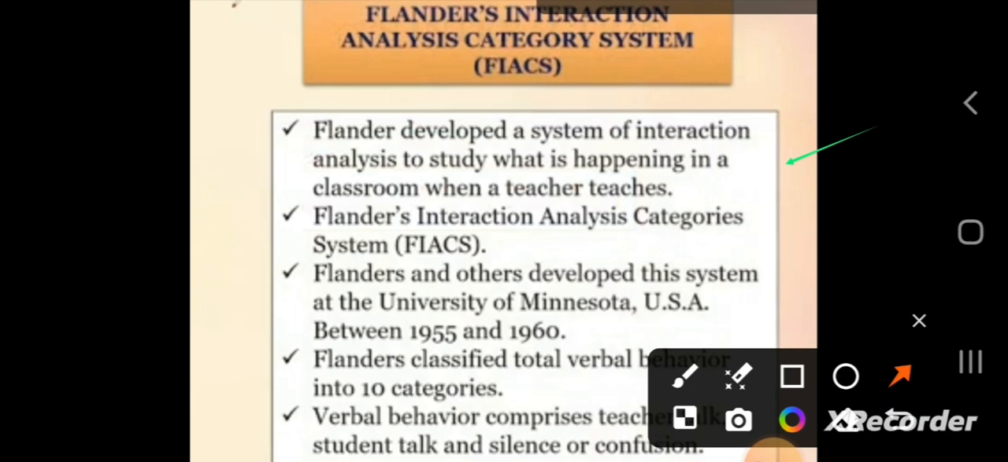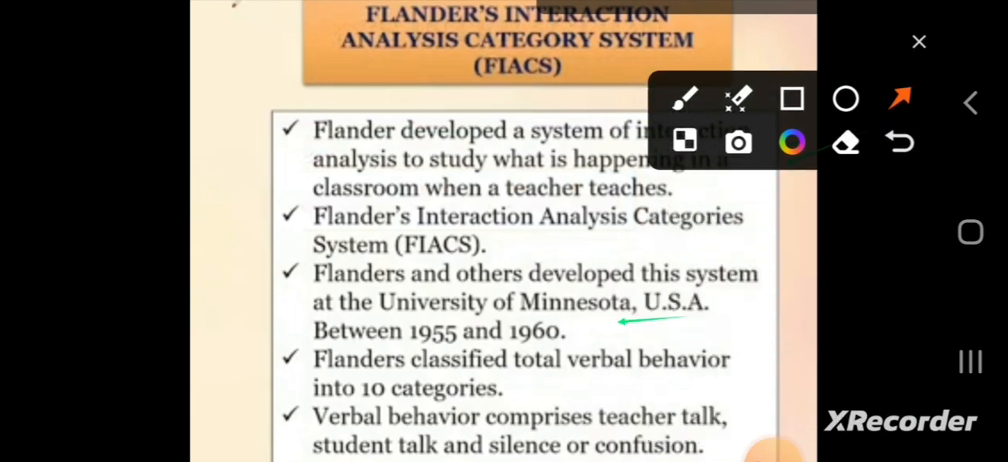Flanders and others developed this system at the University of Minnesota, USA, between 1955 and 1960. Flanders classified total verbal behavior into 10 categories. Verbal behavior comprises teacher talk, student talk, and silence or confusion. The 10 categories are: teacher talk, 7 categories; pupil talk, 2 categories; silence or confusion, 1 category.